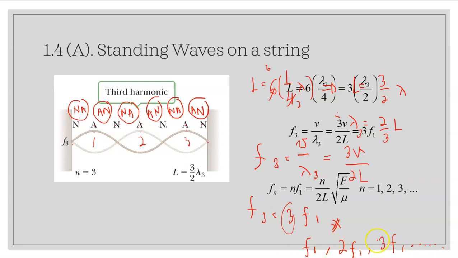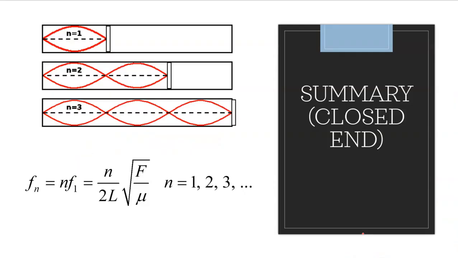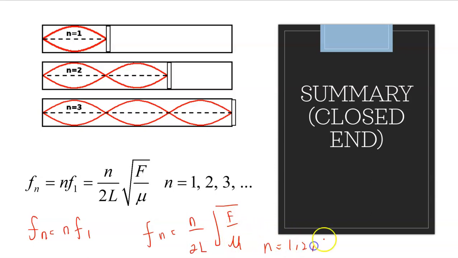The number in front is an integer, also known as the harmonic series. So this is the summary, the equation for the harmonic series. This is how to produce the first, second, and third harmonics. We can conclude the equation for the harmonic series: Fn equals n F1, or Fn equals n over 2L times the square root of F over mu, where F is the tension force of the string. And what is n? n is 1, 2, a positive integer.